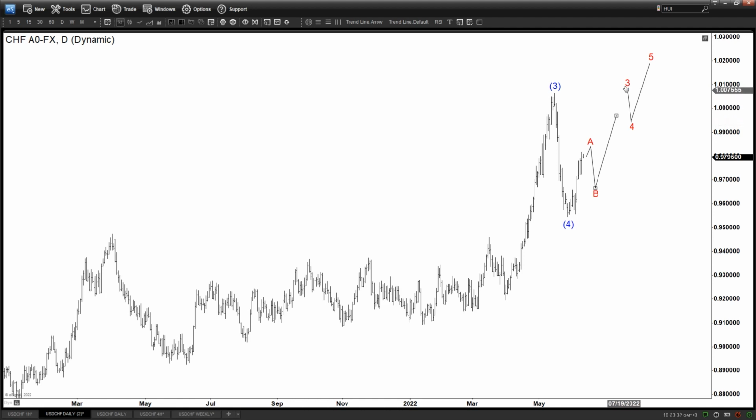Or else the alternate is that we don't break above 3 and we get an ABC retest, C equal A, like this, and then fail and then sell off again. Now in that case, this is no longer wave 4, right? I mean, then we have to adjust the count.